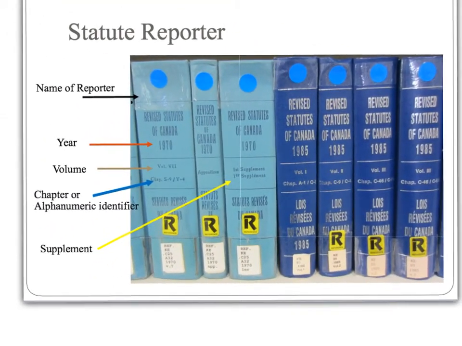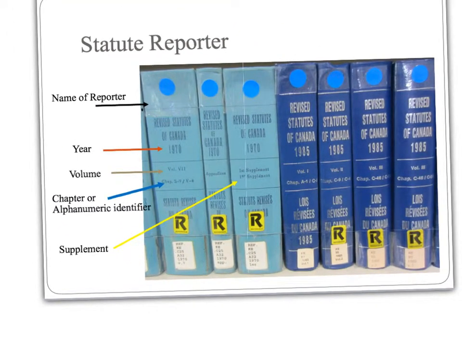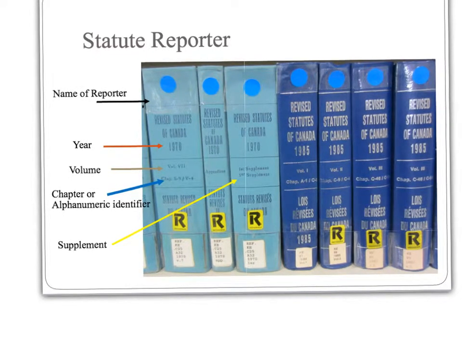Here is an example of what the reporter series looks like for the Revised Statutes of Canada. We have the name of the reporter, in this case Revised Statutes of Canada from 1970 or the Revised Statutes of Canada from 1985. We have the year of the reporter, 1970 or 1985. We have the volume number. We have the chapter or alphanumeric identifier. And that is what makes up the citation. And this is where you find it on the binding of the textbooks.